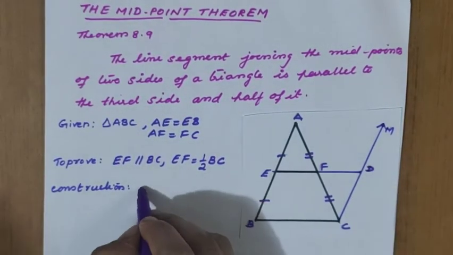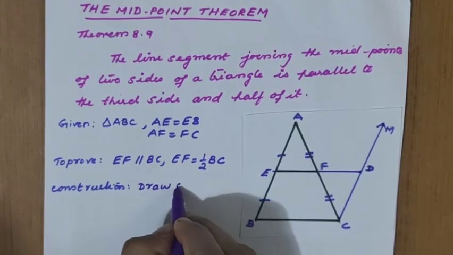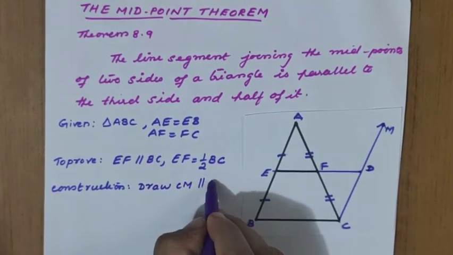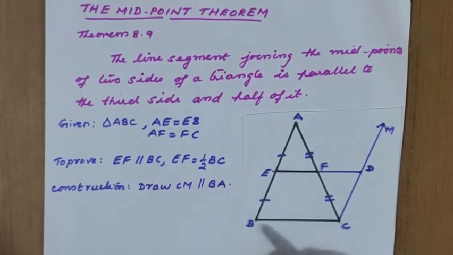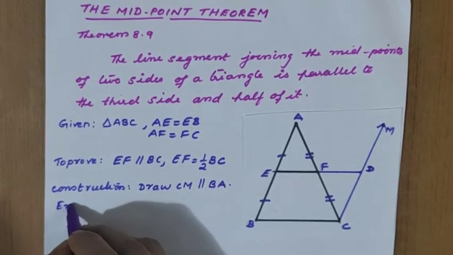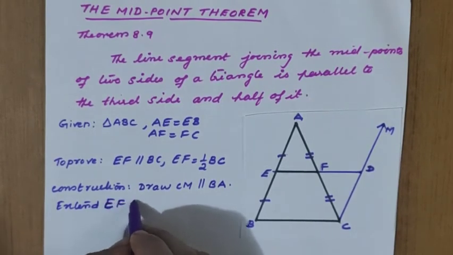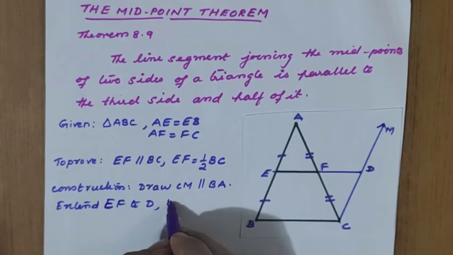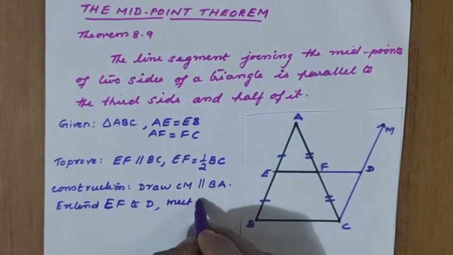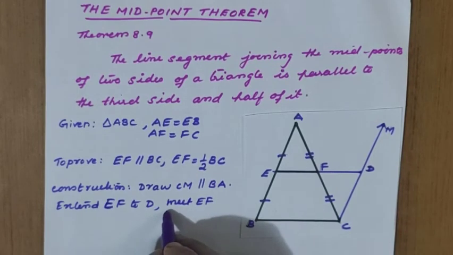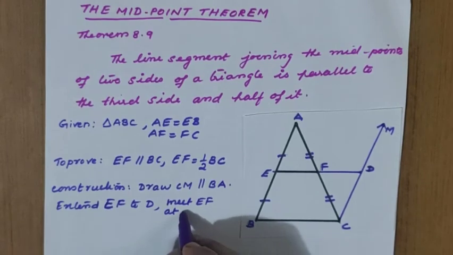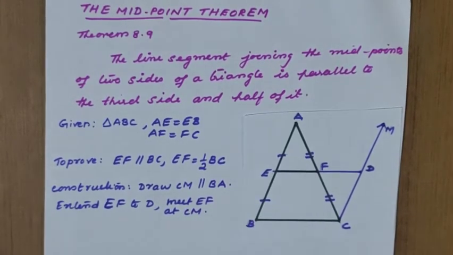So I will write here: draw CM parallel to BA. Extend EF to D to meet CM. Okay, so EF is meeting CM at D.